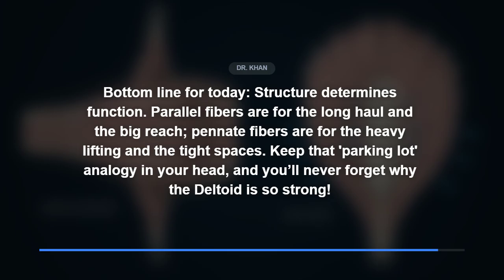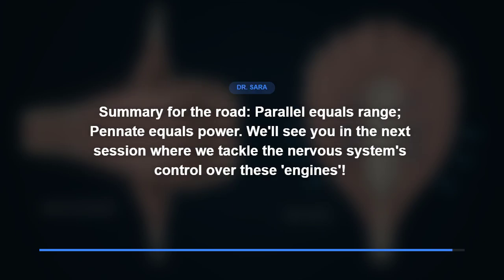Parallel fibers are for the long haul and the big reach. Pennate fibers are for the heavy lifting and the tight spaces. Keep that parking lot analogy in your head and you'll never forget why the deltoid is so strong. Summary for the road: parallel equals range, pennate equals power.